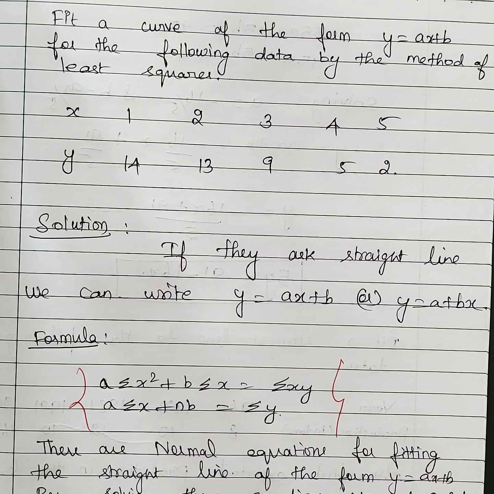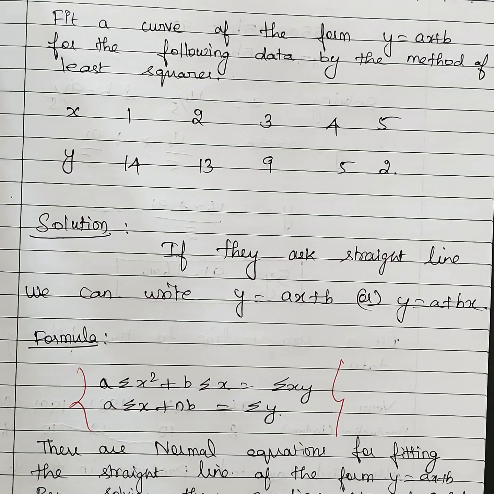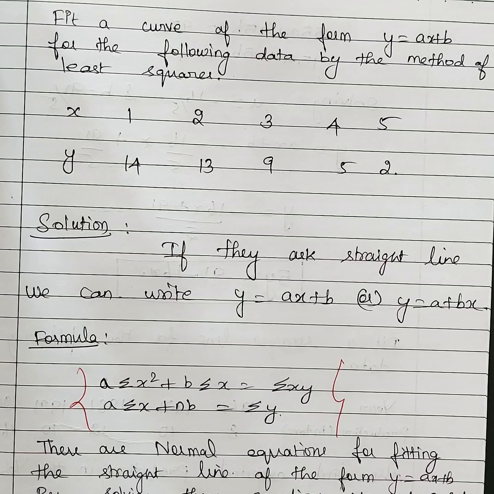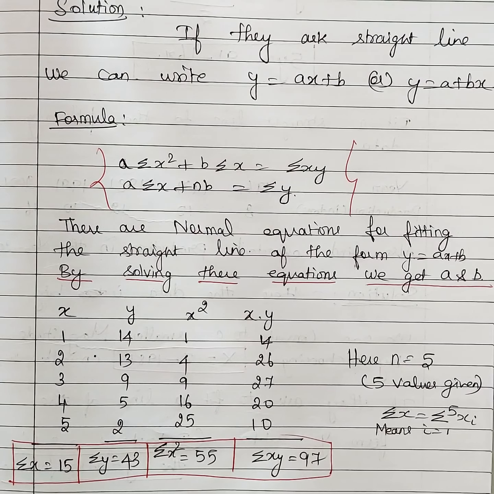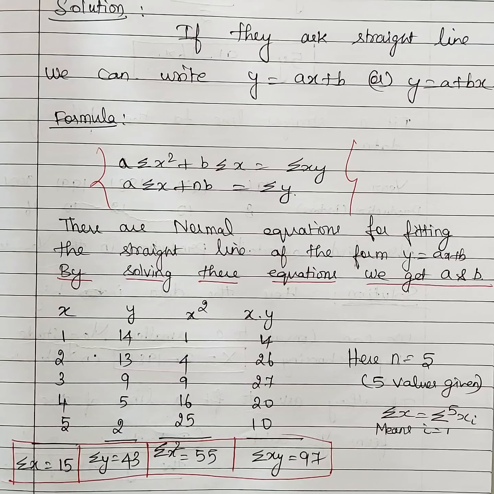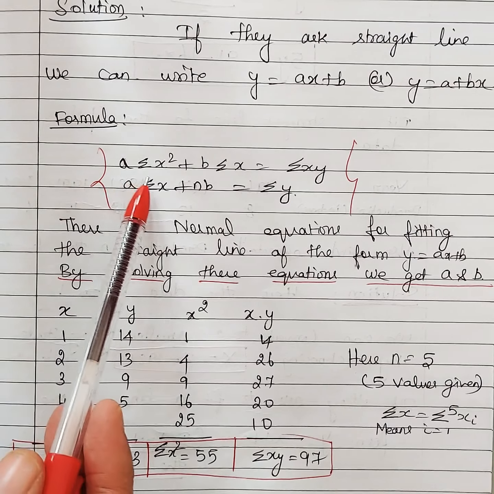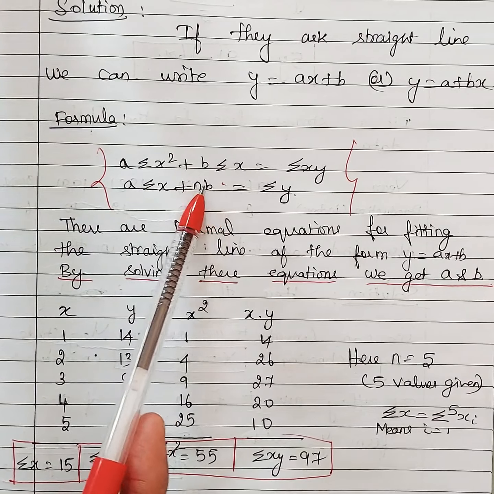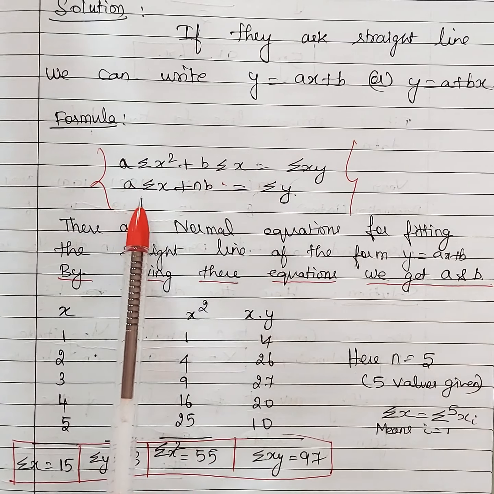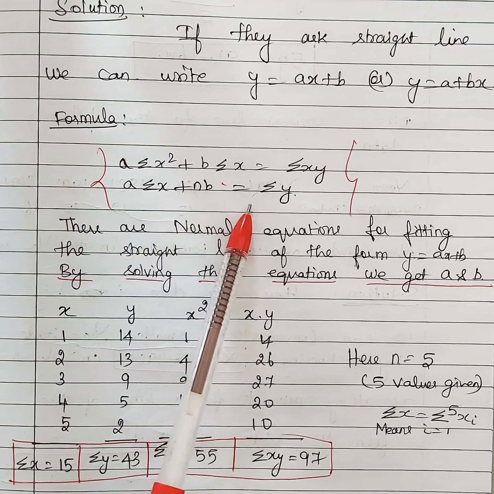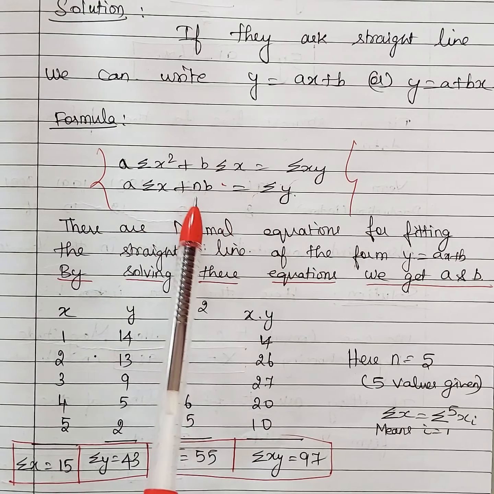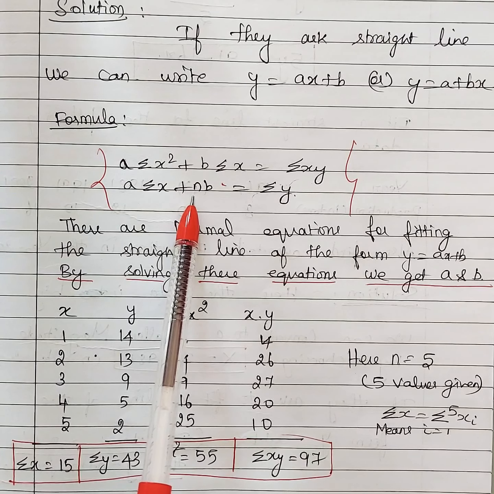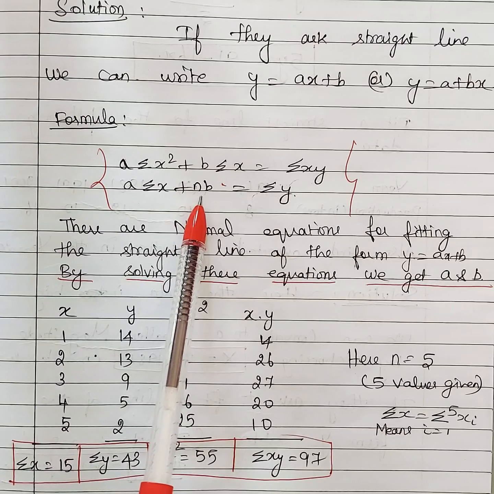Okay. So here if they ask us to take a straight line, it can take any form, y is equal to ax plus b or y is equal to a plus bx. Now just check the formula here. For y is equal to ax plus b, this is the formula. a into summation of x square plus b into summation of x is equal to summation xy. a into summation x plus n into b is equal to summation y. Please write it down in your formula page. And this n is nothing but the number of data given. For example, if they have given 5 sets of data, n is equal to 5.